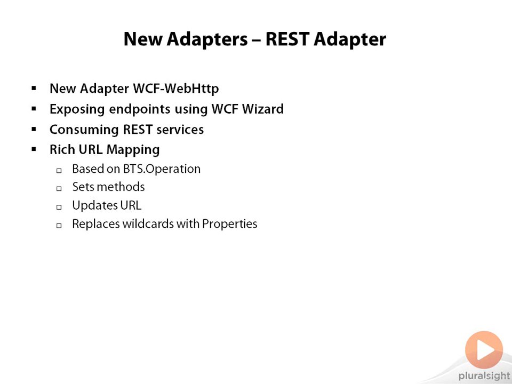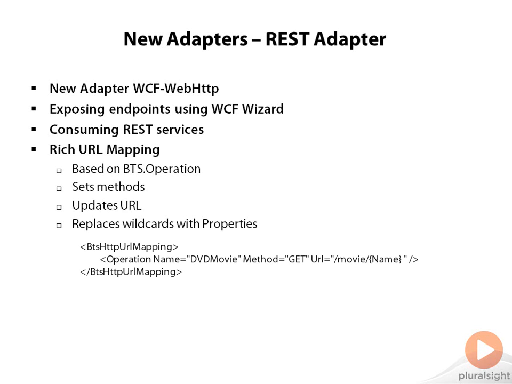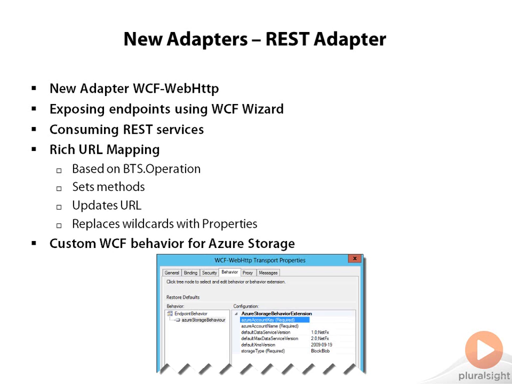There are also rich URL mapping capabilities. This uses the BTS operation and allows us to set the method name, such as get or put, allows us to update the relative URL to be an absolute URL, and allows us to replace wildcard characters with BizTalk message context properties. We are also provided a custom WCF behavior to give us interaction with the Windows Azure storage system.